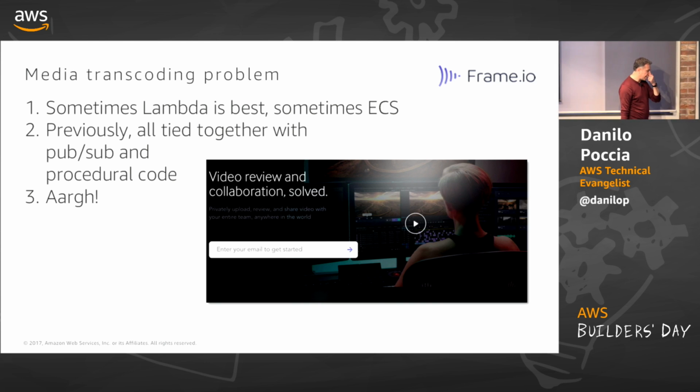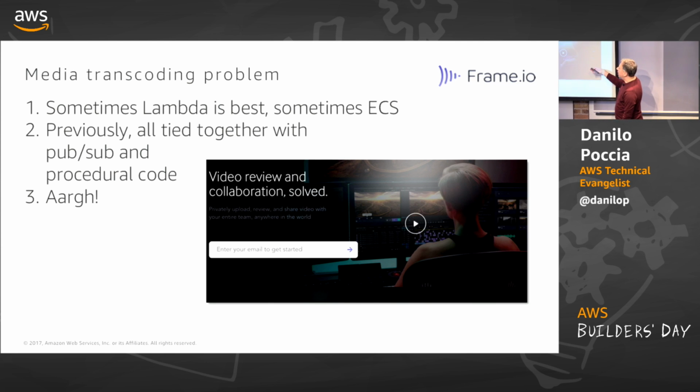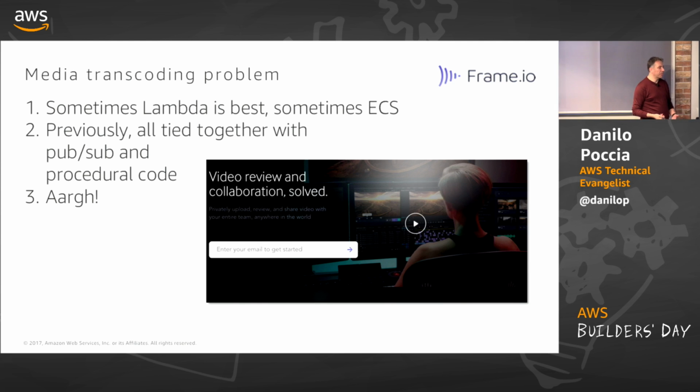This is another customer, frame.io. So frame.io is, again, doing videos, and they are in the business of review and collaboration of videos. And they say, I want to use Lambda, but sometimes my videos are long. I don't want to do the splitting. So they simply want to choose. If the video is long, I use containers with ECS. That's the other track. If the video is short, I can use the 5 minutes of Lambda. I can do the encoding.